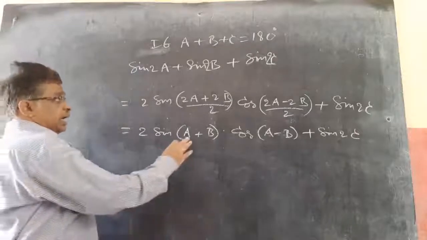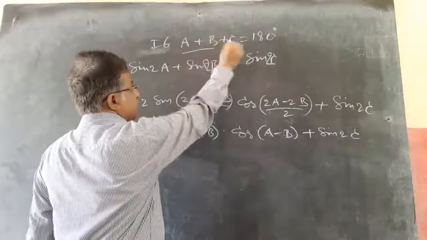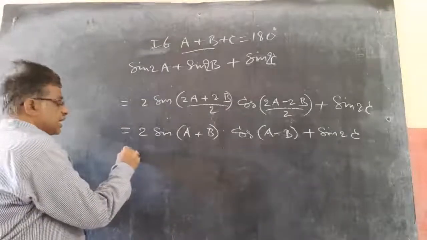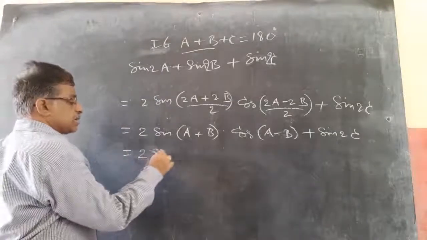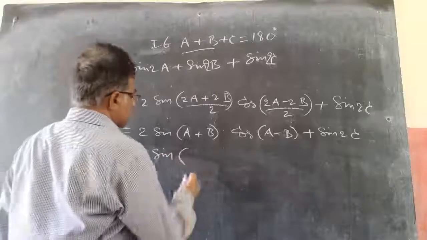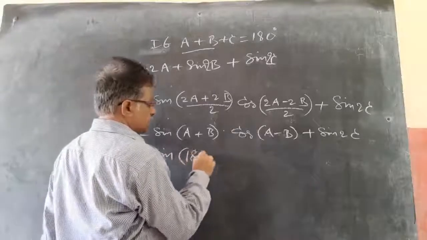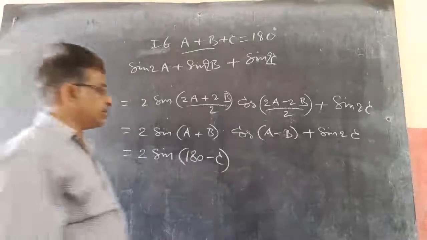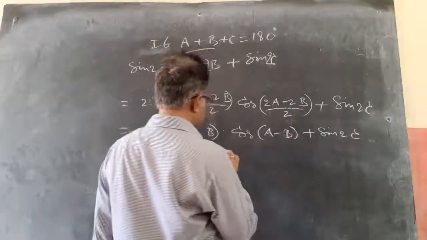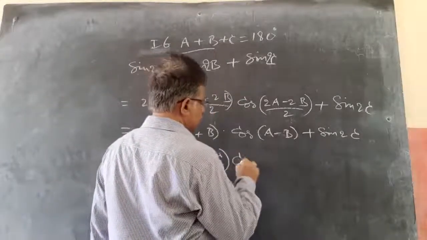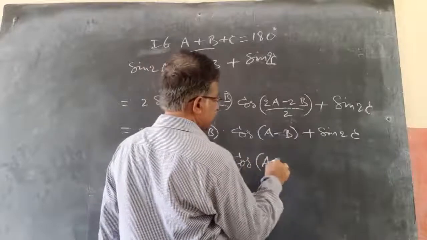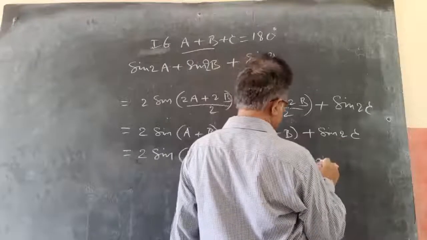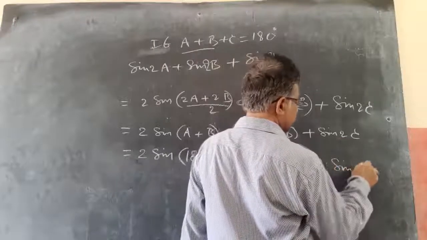Now in place of A plus B, I can write 180 minus C. So this becomes 2 sin(180-C) into cos(A-B) plus sin 2C, and I can write sin 2C as per the 2 sin theta cos theta formula.